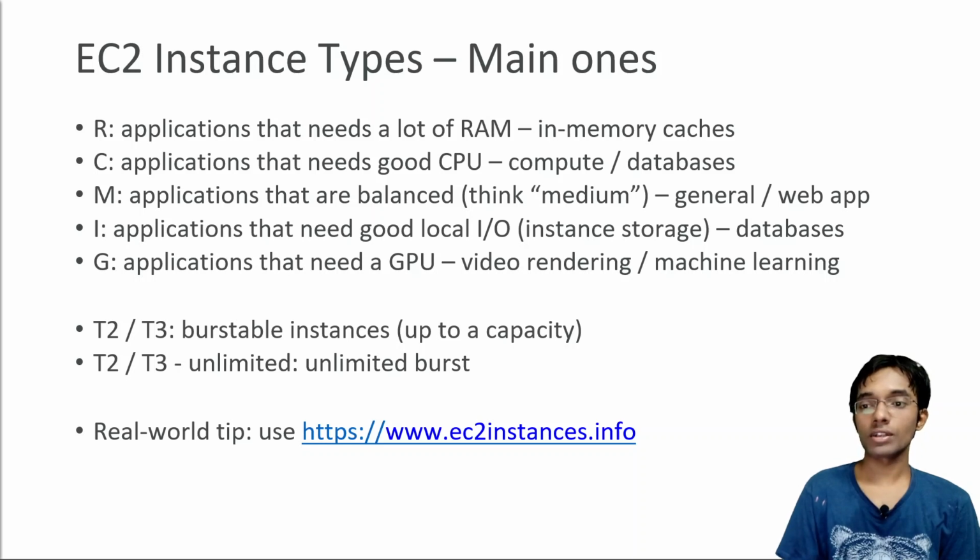Some examples would be the G class, G4dn.xlarge, G4dn.2xlarge, 4xlarge, 8xlarge. Those are the G class instances, and then you have smaller instances, T2 or T3, which are burstable up to certain capacities. These are for when you need to react very quickly with good performance in case of spikes, but get an average baseline performance in the meantime. And if you have T2 or T3 unlimited, you can get unlimited burst.